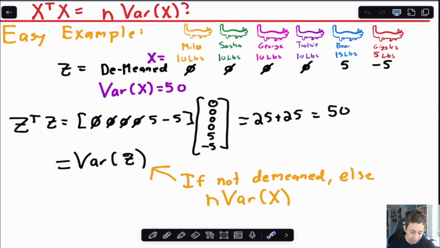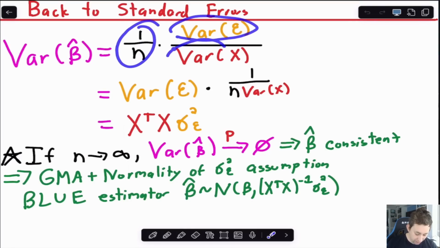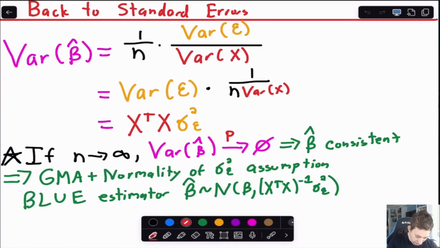And so if I have it de-meaned, then this whole z transpose z is going to be the variance of z. And if it's not de-meaned, you can show that you're going to get n times the variance of x. Okay, so going back to standard errors, now what we're saying is the variance of beta hat is 1 over n times variance of epsilon over variance of x, which is just variance of epsilon times 1 over n variance of x, which is x transpose x inverse. So this whole thing is going to be inverted times sigma squared epsilon.